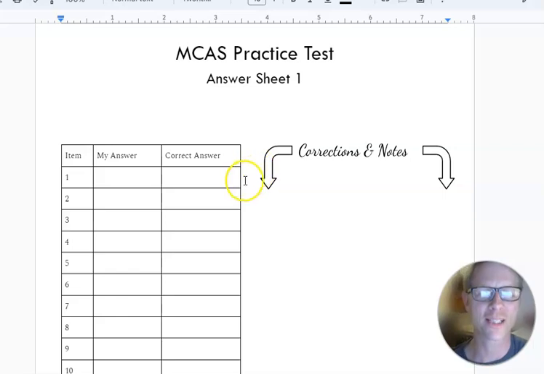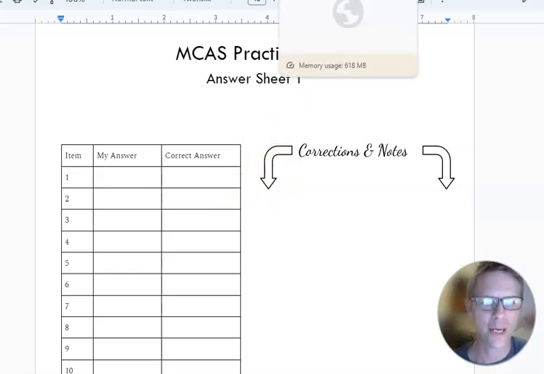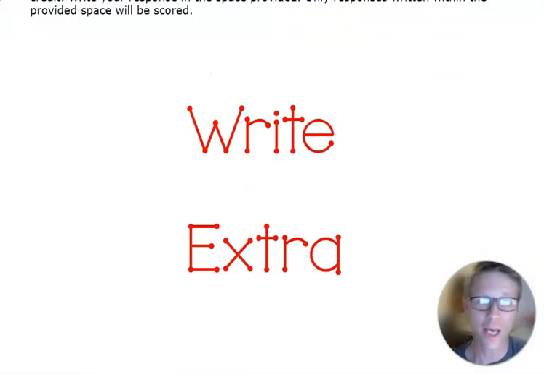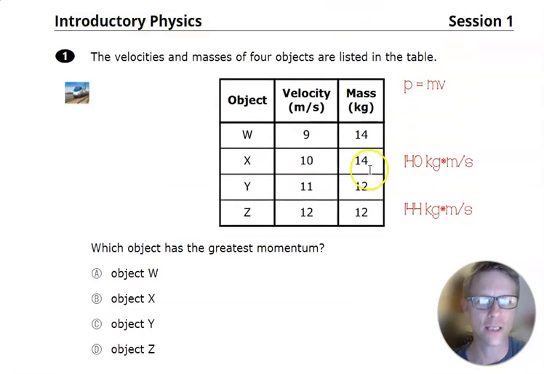You should be looking at this MCAS practice test answer sheet. I'm about to teach you a lot and give you a lot of answers. Make sure you're writing extra on that sheet.